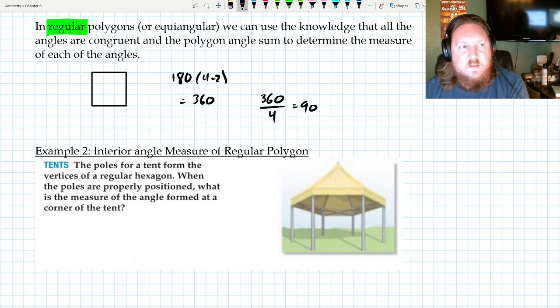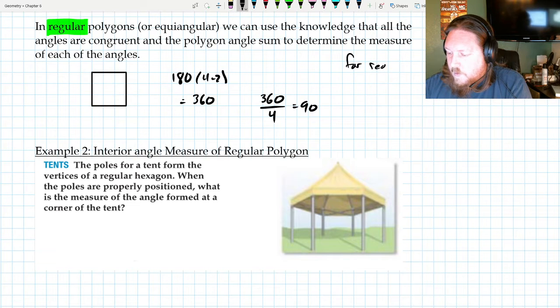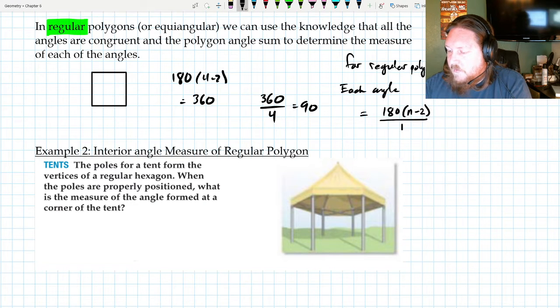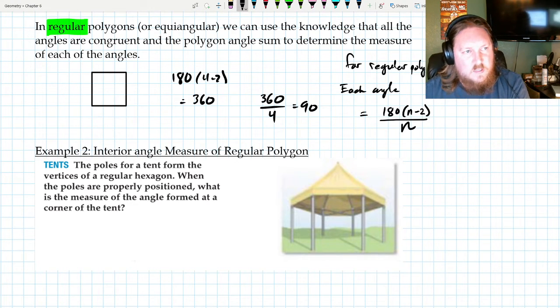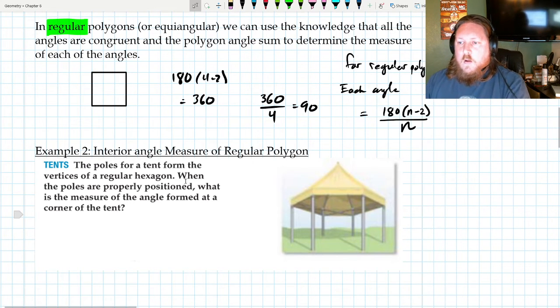So we can extend the formula a little bit for regular polygons. Each angle is equal to 180 times (n minus 2), divided by the number of sides n. So we can use that little formula to shortcut to a specific angle. All right.